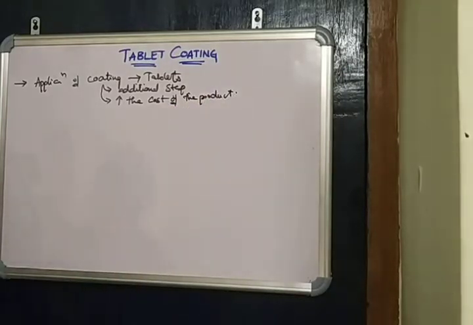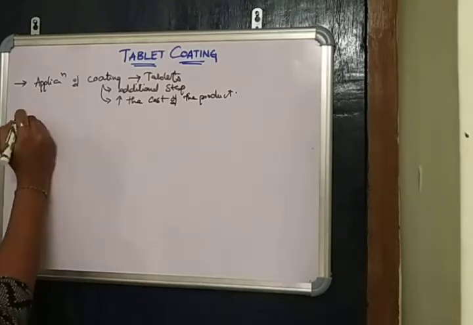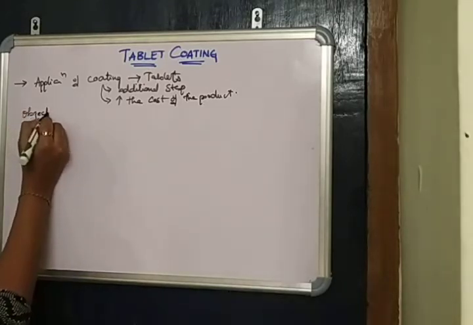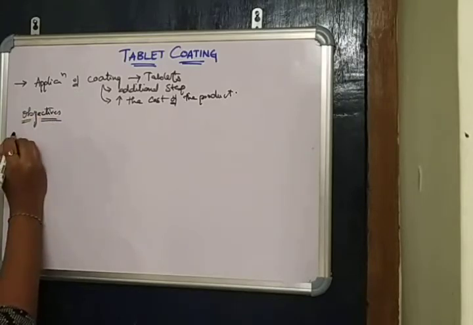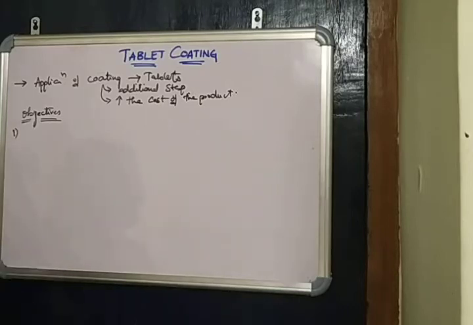Tablet coating means application of coating material to the tablets, which is an additional step in the manufacturing process, and it increases the cost of the product. What are the main objectives of tablet coating? The first one is why this step has to be carried out during the manufacturing process.